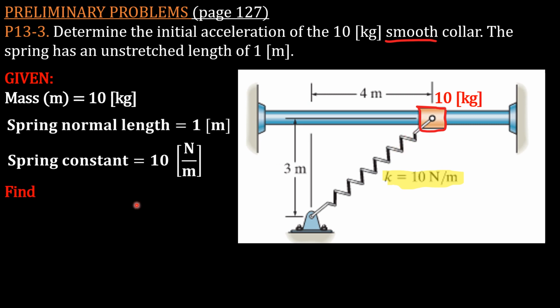So what are we asked to find in here? We are asked to find the initial acceleration. So you can imagine that you are holding this massive collar with your hand steady, and once you release it, the spring will move the collar to the left, because this is a stretched spring, and the spring has the tendency to go back to its normal or unstretched length. So it will move the collar to the left. So we want to know what is the initial acceleration in here.